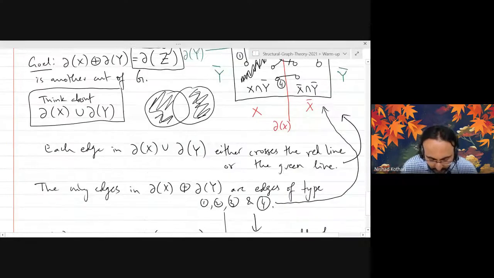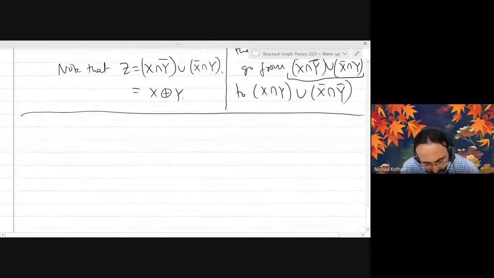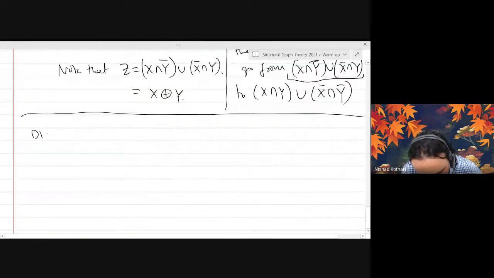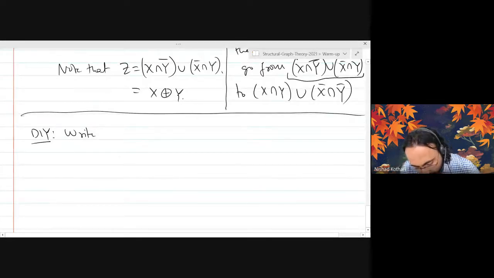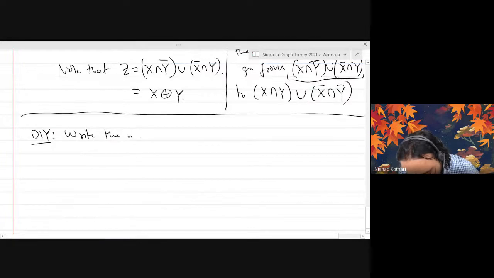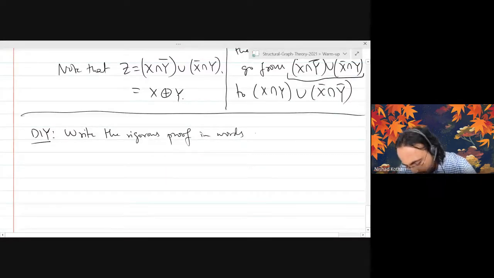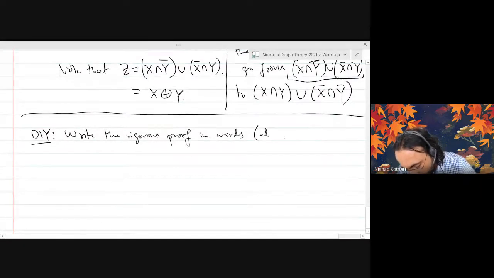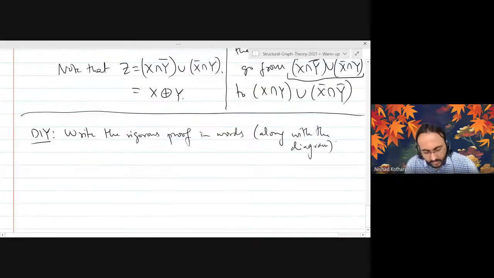Okay, so again, do it yourself. Complete the rigorous proof that I said in words. I want you to write it. Write the rigorous proof in words. Well, by words, I don't mean you cannot have a figure along with the diagram. Okay?